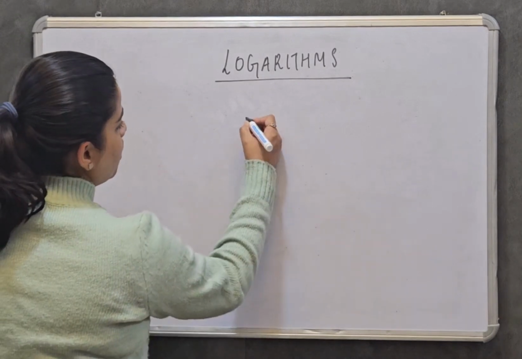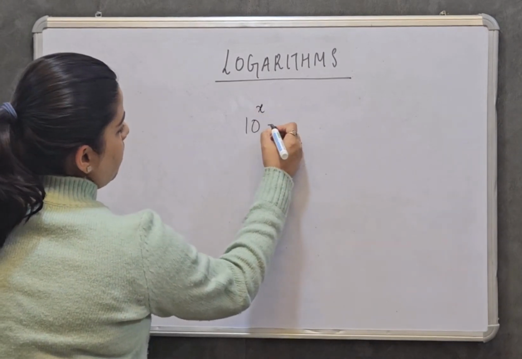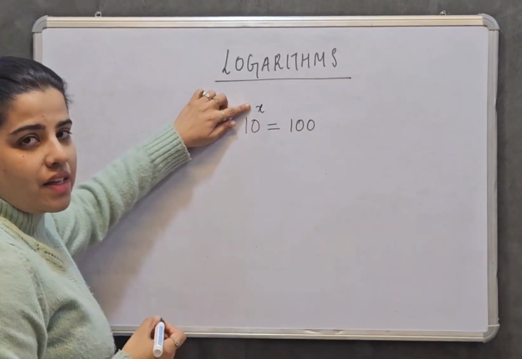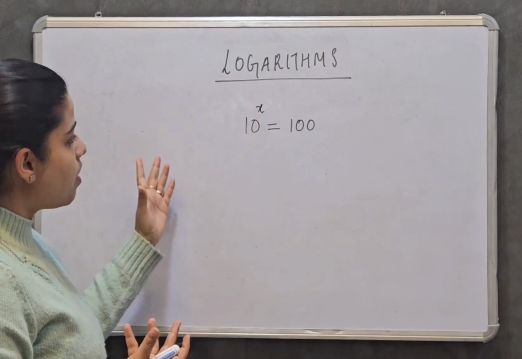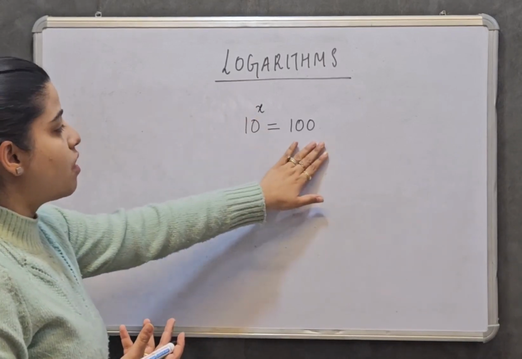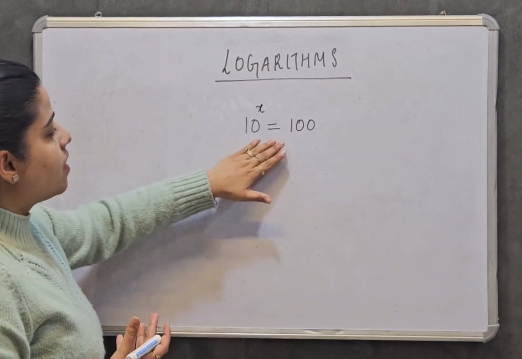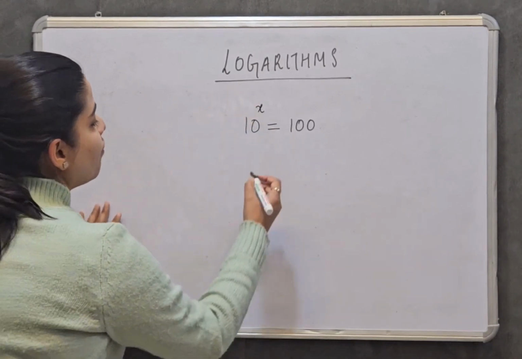Suppose there's an example and I ask you, what is the value of x? In this problem, suppose I ask you, if 10 raised to power x is equal to 100, what will be the value of x? By simply looking at the equation, you could say that the value of x is 2.